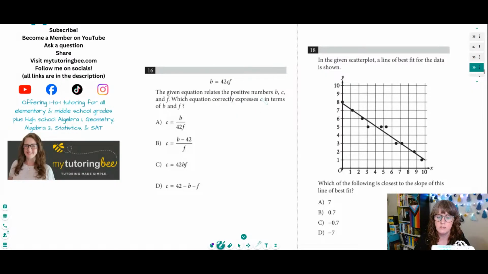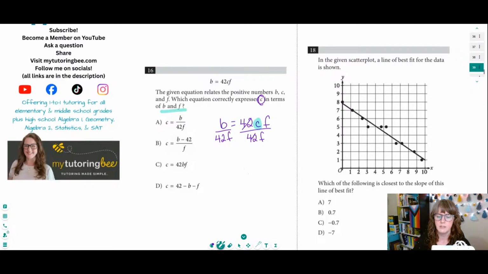So we want C by itself on one side of the equation. Let me go ahead and rewrite this down here. We want C on one side of the equation by itself, and in terms of B and F, so that means B and F are going to be over here on this side of the equation. So what operations are happening to C over here on this right-hand side? Well, it's being multiplied times 42 and it's being multiplied times F. So in order to undo the operation, we're going to divide. And we can just go ahead and divide by both 42 and F at the same time.